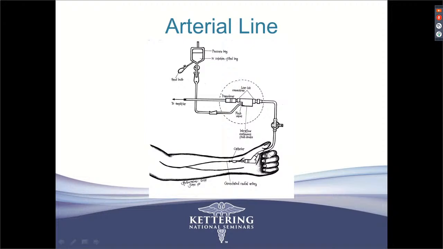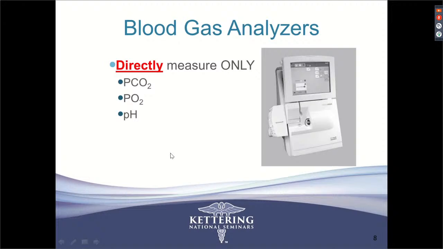Top of page 8, blood gas analyzers. Remember that the blood gas analyzers, number 1, directly measure the following. We've already mentioned this once. They directly measure PCO2, PO2, and pH. That's important. Everything else, number 2, all the other values like saturation, bicarb, all of those things are calculated, okay?